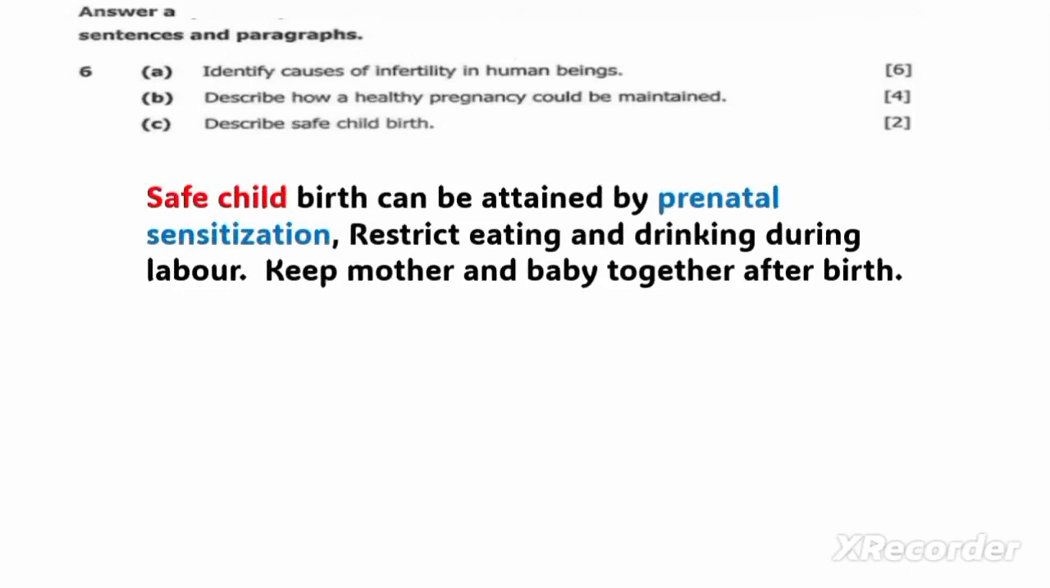Safe childbirth can be attained by prenatal sensitization. To have a safe childbirth, the mother needs to be educated and given full information about the pregnancy. Restricting eating or drinking during labor is one of the practices, and keeping mother and baby together after birth is another for safe childbirth.